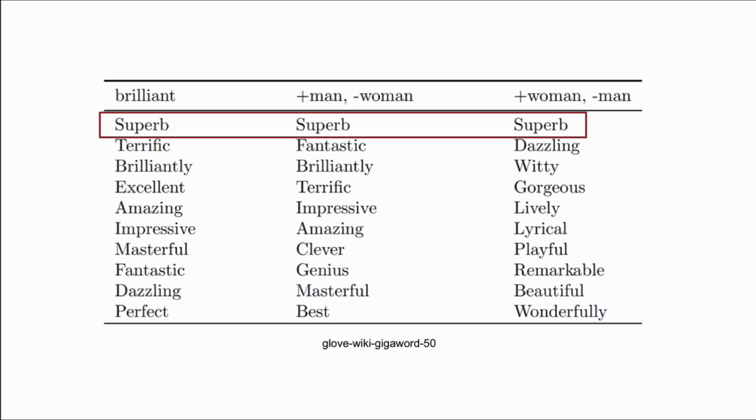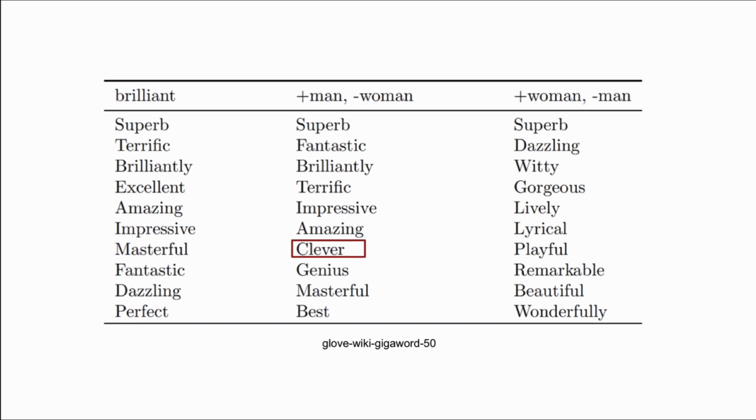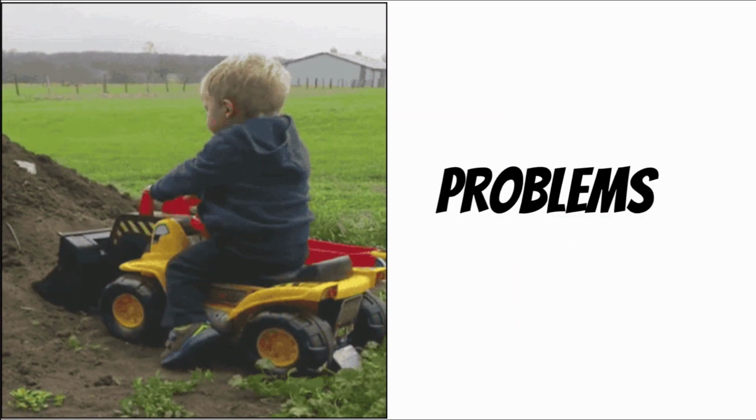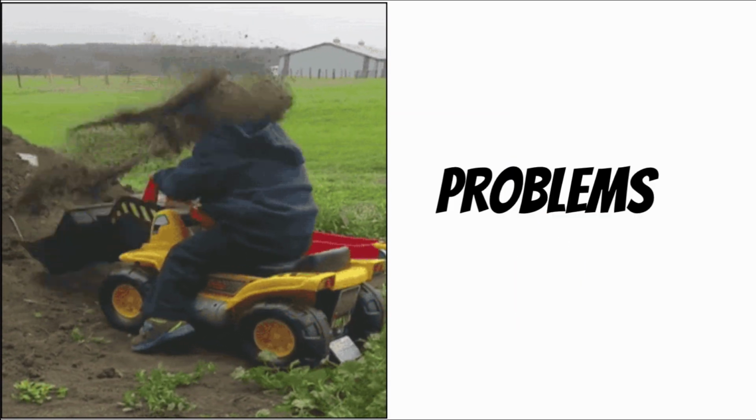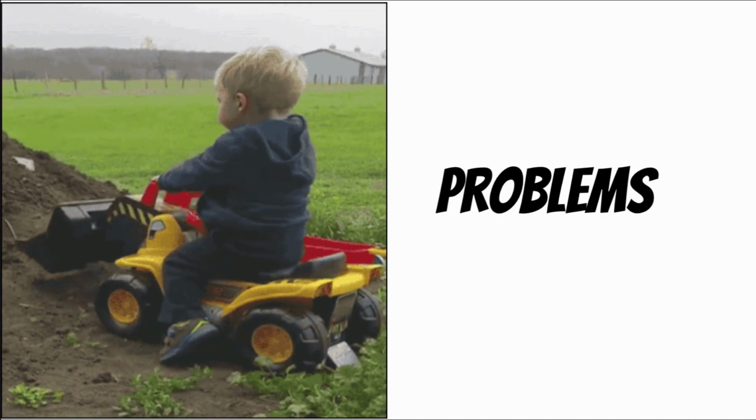And while the most common words are the same, we can see that brilliant tends to be used with words involving intellect with men, such as clever and genius, but with words involving appearance with women, such as gorgeous and then beautiful. So let's just briefly conclude with some problems of word embeddings that you should be aware of if you want to use them.